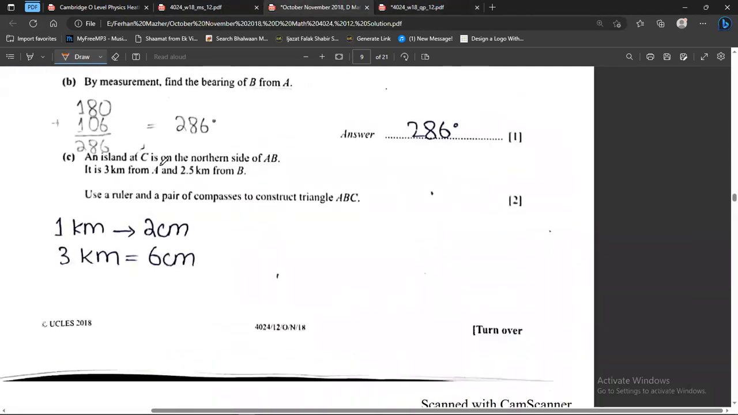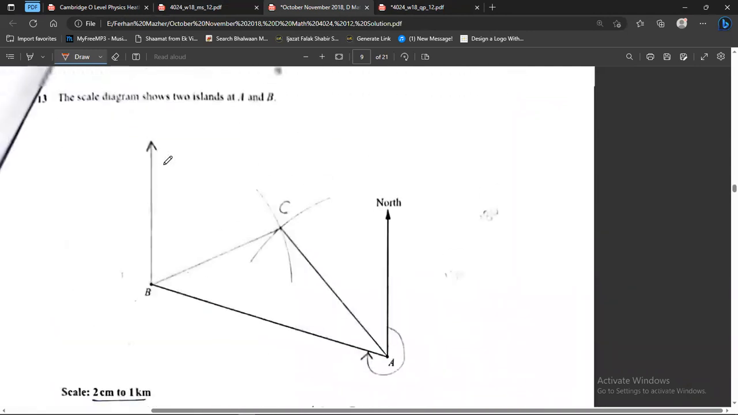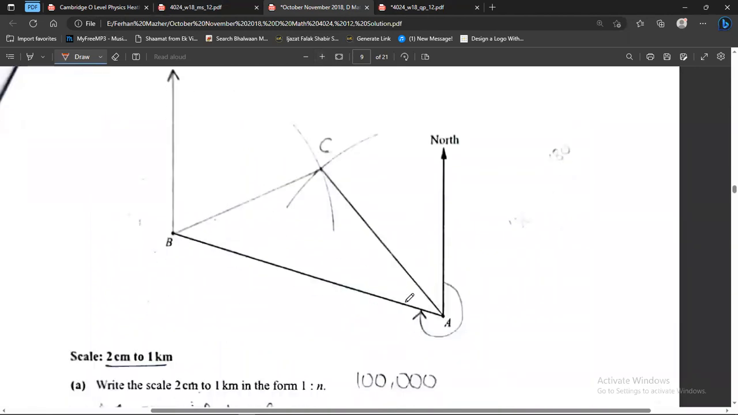Let me show you. We have done this here in the diagram. So can you see this? Okay. So you will open your compass 6 centimeter. Put the needle of the compass here at A. You draw this arc. This is 6 centimeter radius arc. Then you put the needle of the compass here, and you draw an arc here, which is 5 centimeter radius.